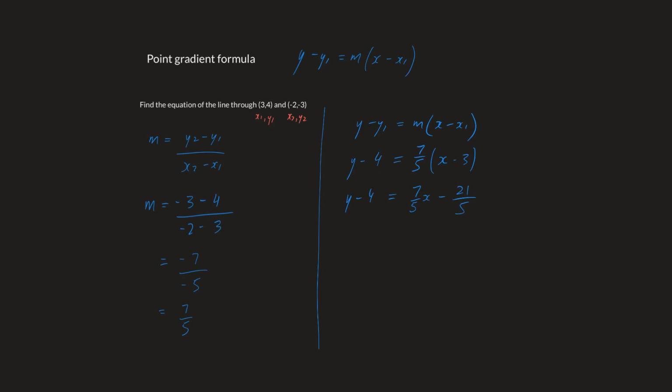And finally, what I need to do is get rid of that 4. So I'm going to add 4 to both sides, and that's going to work out to be y equals 7 over 5x minus 1 over 5. Okay, so you can see our y-intercept is -1/5, and our gradient is 7 over 5.